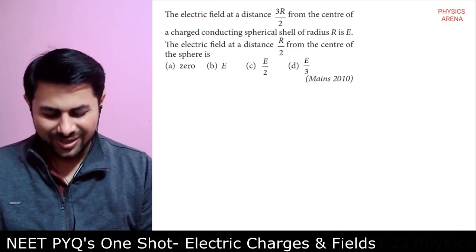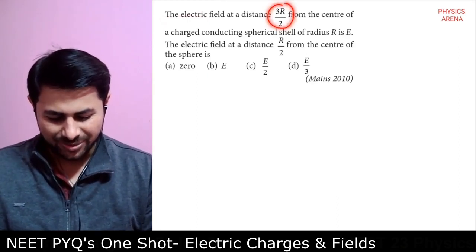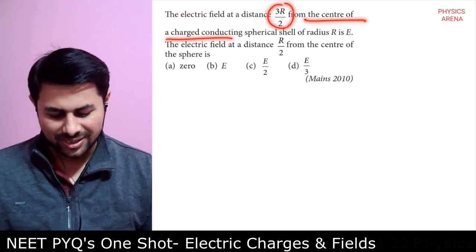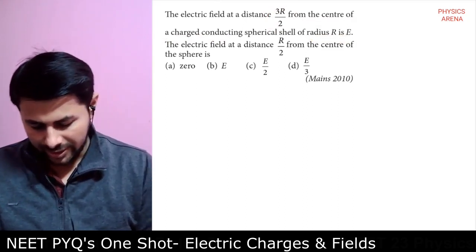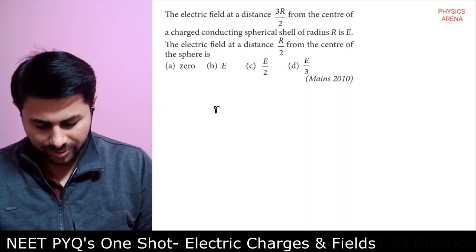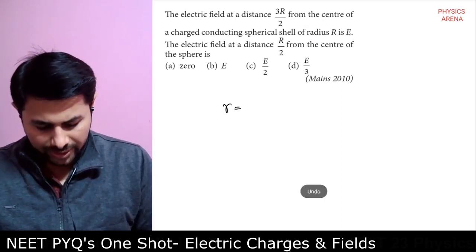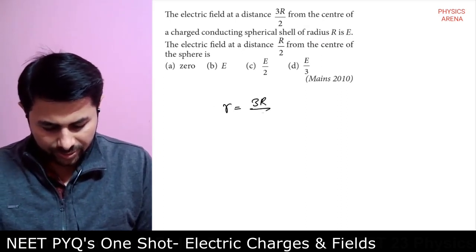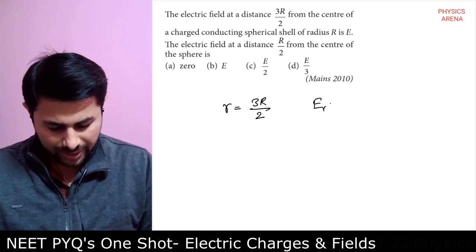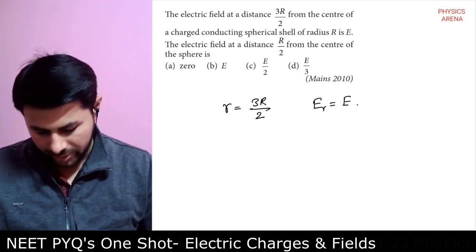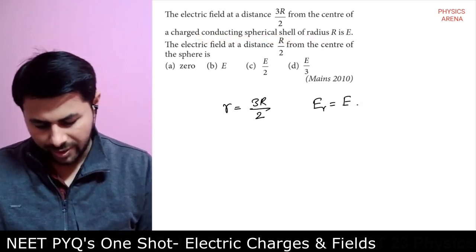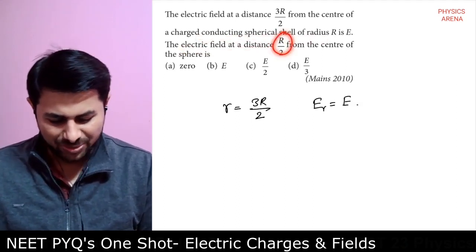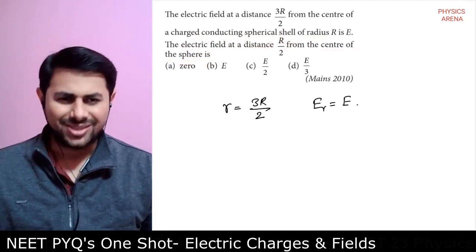The electric field at a distance 3r by 2 from the center of a charged conducting spherical shell of radius r is E. So the electric field at 3r by 2, so let's call it at distance 3r by 2, is equal to E for a charged conducting spherical shell. The electric field at a distance r by 2 from the center of the sphere is.